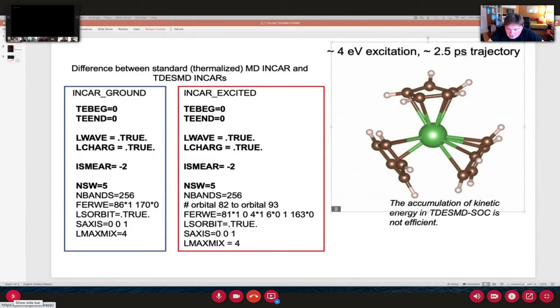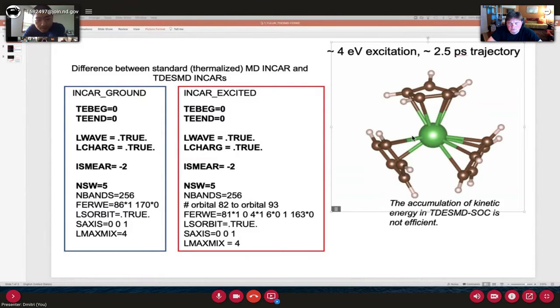Okay, so for TD-SME calculations, we do not specify temperature in INCARs because we believe the accumulated kinetic energy is solely due to the optical transitions. So here the temperature is 0. We also need to keep the WAVECAR and the CHGCAR. So this is important. And we need to set the ISMEAR equal to -2. So this tag allows us to specify electronic configurations for each orbital.